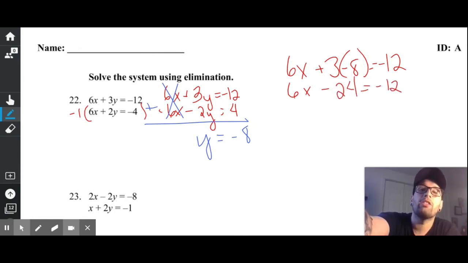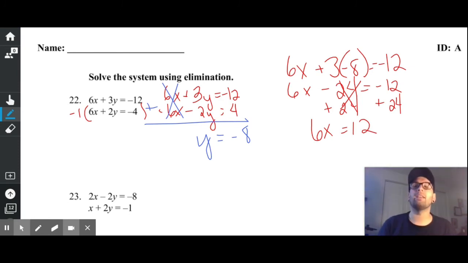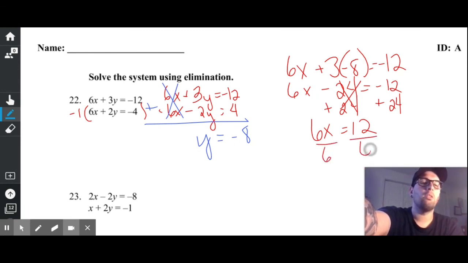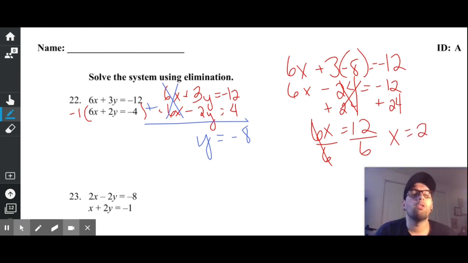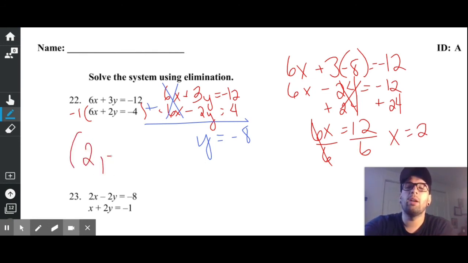Is x all by itself? No. What's in the way? Negative 24. So I'm going to add 24 to both sides. 6x equals 12. Is x all by itself now? No. What's in the way? 6. Divide everything by 6. And x equals 2. So if x is 2 and y is negative 8, then I have 2 comma negative 8.